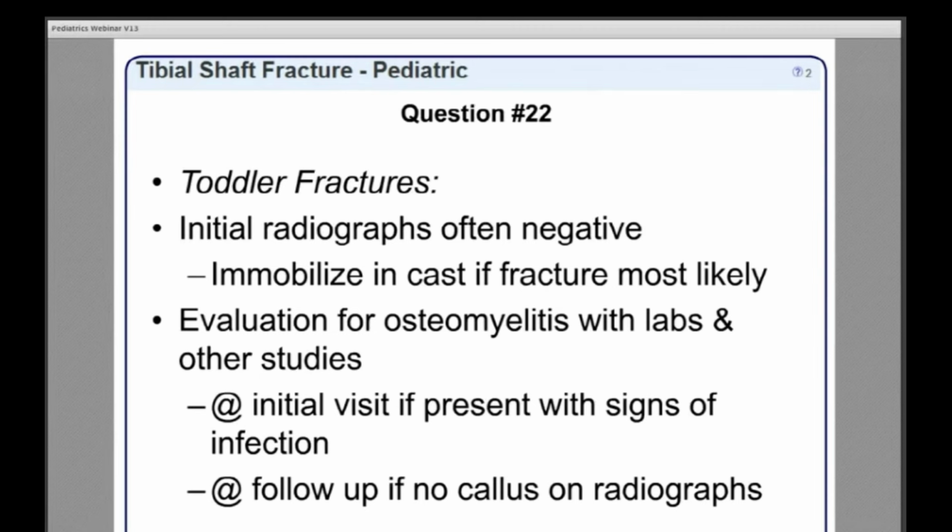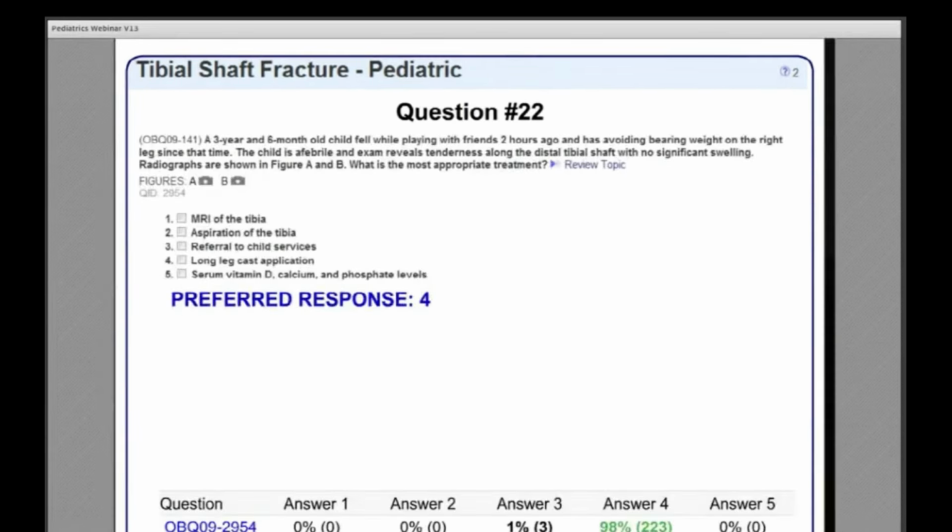Keep infection in the differential and evaluate for osteomyelitis with labs and other studies at the initial visit if the child presents with signs of infection, or at the follow-up if you don't see any callus on the radiographs. So recognizing that the radiographs demonstrated a tibial shaft fracture and knowing that minimal trauma is required to cause this fracture, you are able to select long leg cast application.